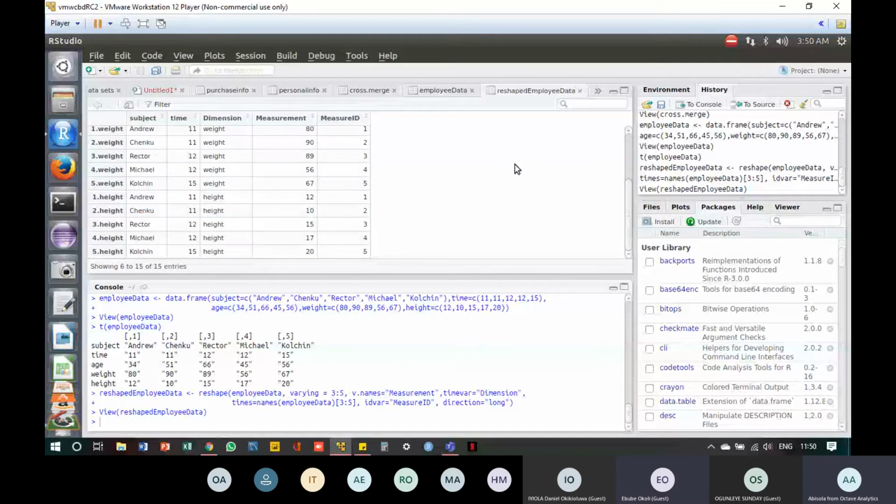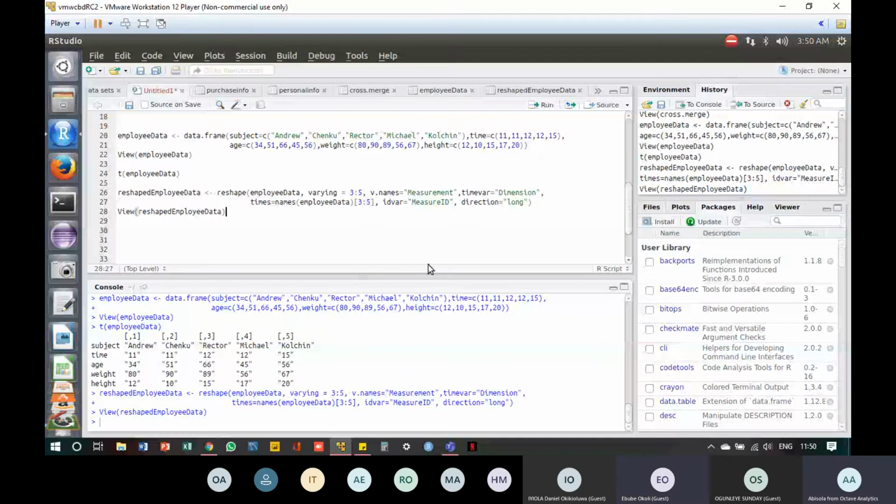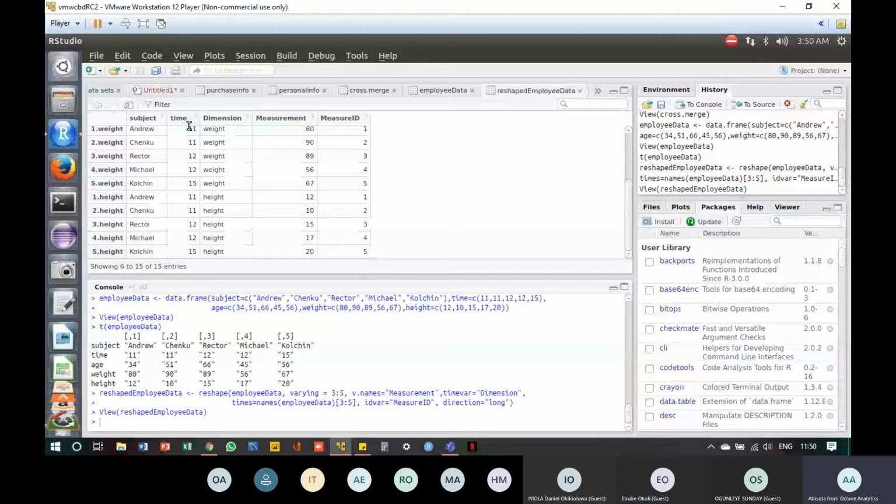I don't understand though. Because we didn't reshape the time column. We didn't select the time column as what we are reshaping. The 3 to 5 you selected, was time part of it? No, you are saying the times column is equal to what? You are checking the names of the employee data for the times column. That's what is happening here. This is a column. All these things are columns. So the times column, you have the time column, right? Yes. This is your time column. And you're telling it that it should give you the names of employee data from 3 to 5.